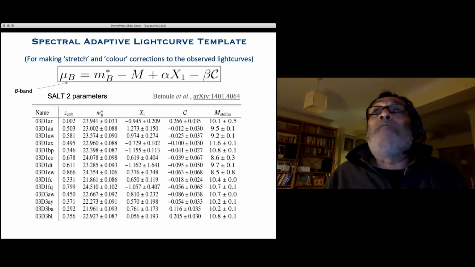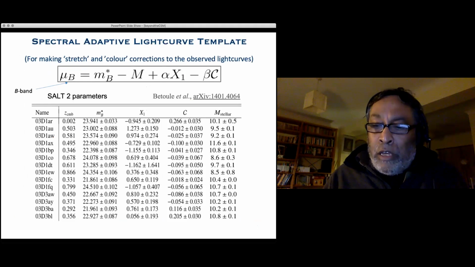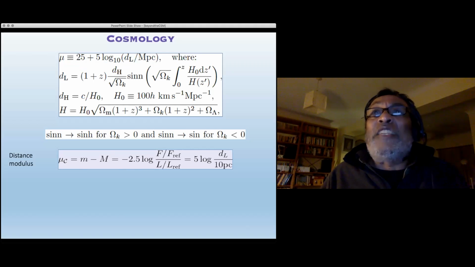And this data was finally released in 2014, these measurements of the redshift of the object, the peak magnitude, and some factors determining the stretch and color corrections. So when you take these things, from that you can construct two things.